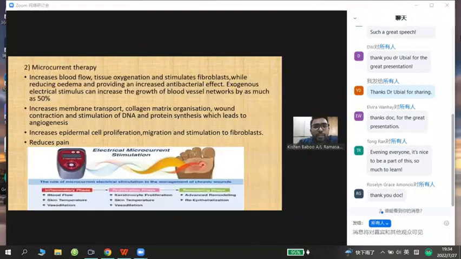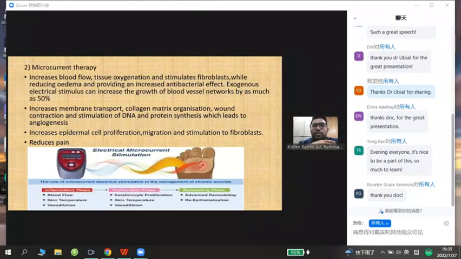Another therapy which is quite painless, like hyperbaric oxygen therapy, is microcurrent therapy. Both of these are quite popular because it's not painful and doesn't involve changing any dressings, so it is more comfortable for the patient. Microcurrent therapy gives a certain amount of microcurrent stimulation, which increases blood flow, tissue oxygenation, and stimulates fibroblasts while also reducing edema. It increases your membrane transport, collagen matrix organization, wound protection, and stimulation of DNA and protein synthesis, which leads to angiogenesis. Most of all these systems work almost the same way.